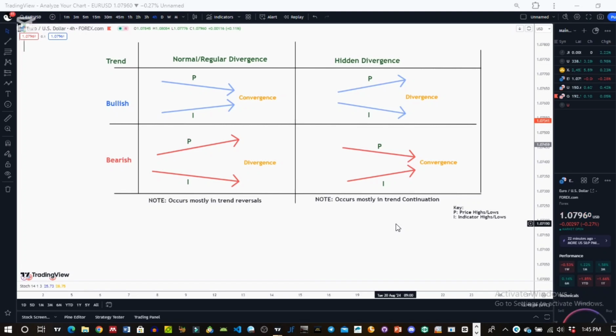And remember that you don't use divergence alone, you use it in combination with other key elements that will form your strategy, such as price action, candlestick reversal patterns, or Fibonacci, whatever you choose, but it shouldn't be used alone. You have to look for other confluences which you can use to support your bias.